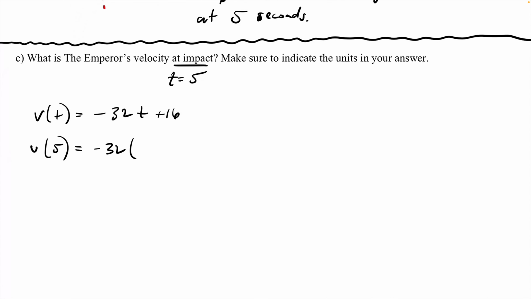Negative 32 times 5 plus 16. So negative 32 times 5 is negative 160, plus 16 is negative 144. Two questions I have. First question, what are the units? What are the units going to be?